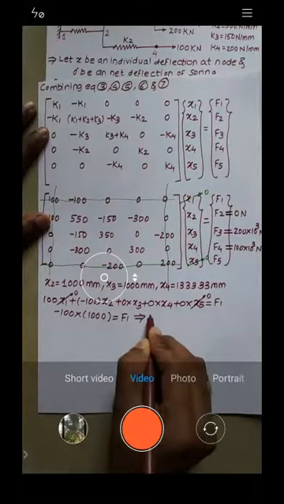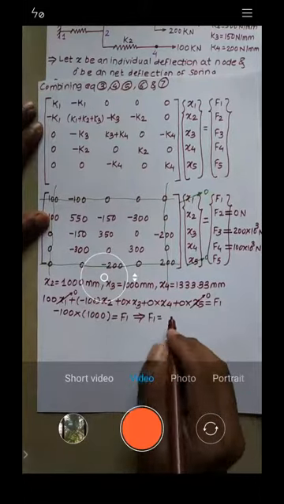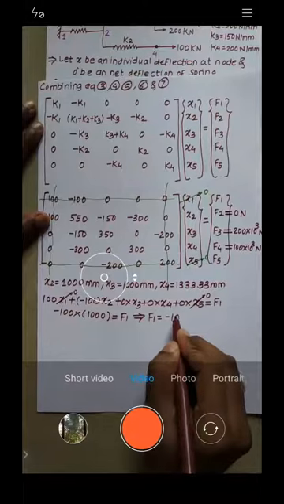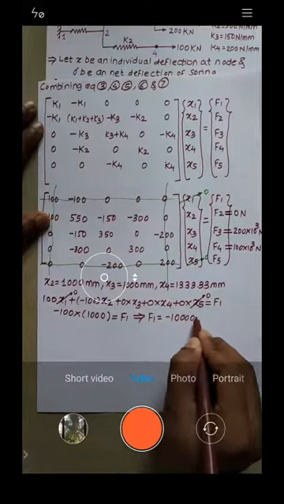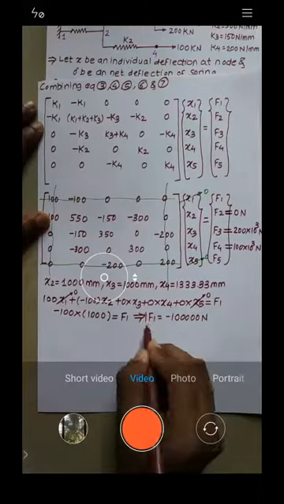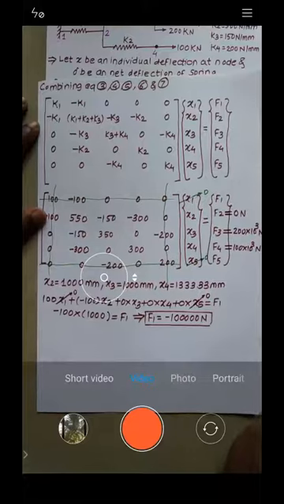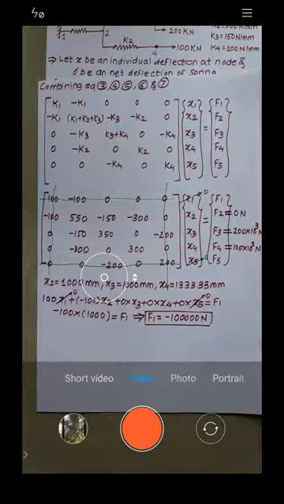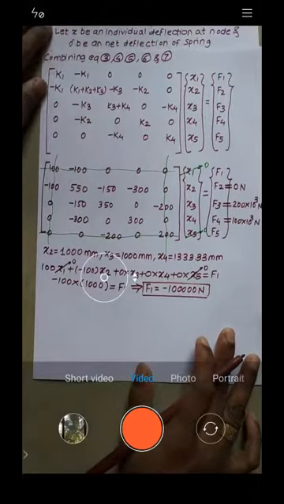So what value of F1 are we getting? Minus, how much are we getting? Just check the values. Is it okay with this one? Yes, sir.